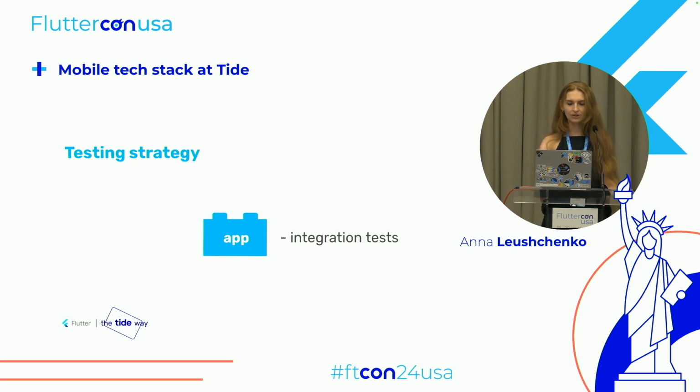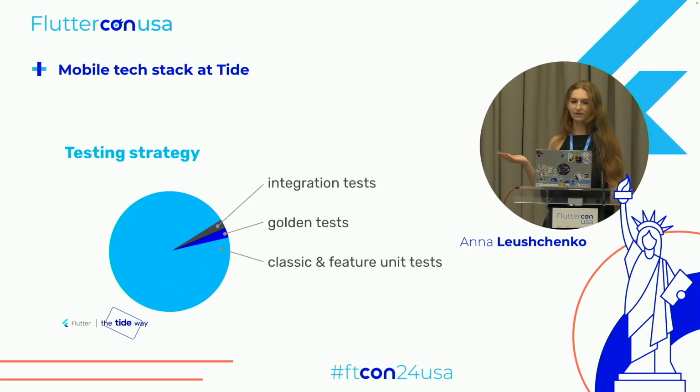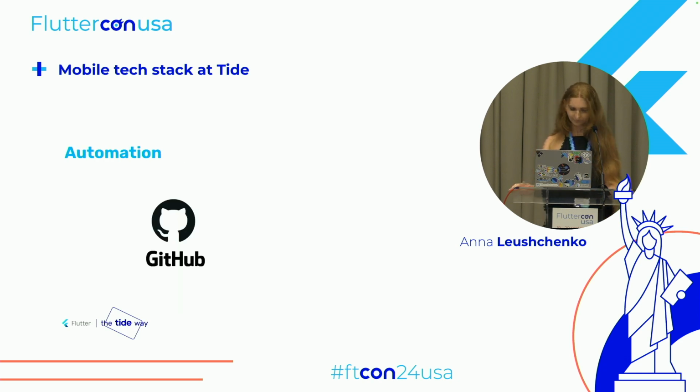And finally, for the application itself, we write integration tests. So this is how we test our mobile products at Tide. Once again, for us, tests are mandatory. So whenever you change any piece of functionality, you must either add a new test or update an existing one. And we rely on CI to validate that. Which actually brings me to the automation topic.